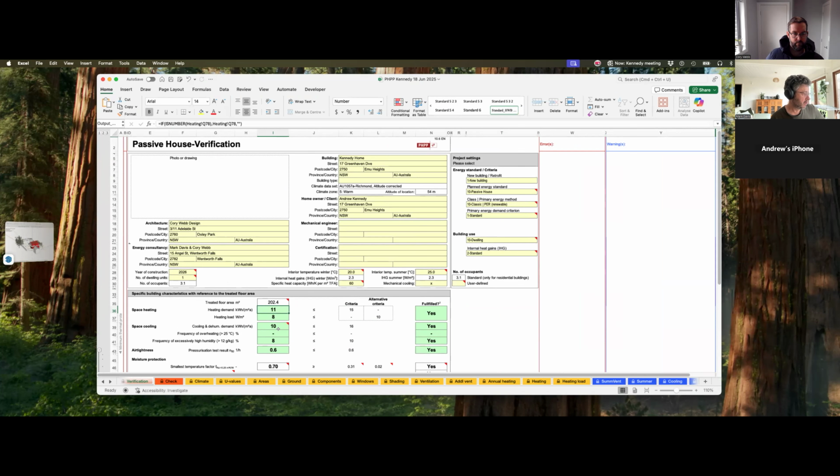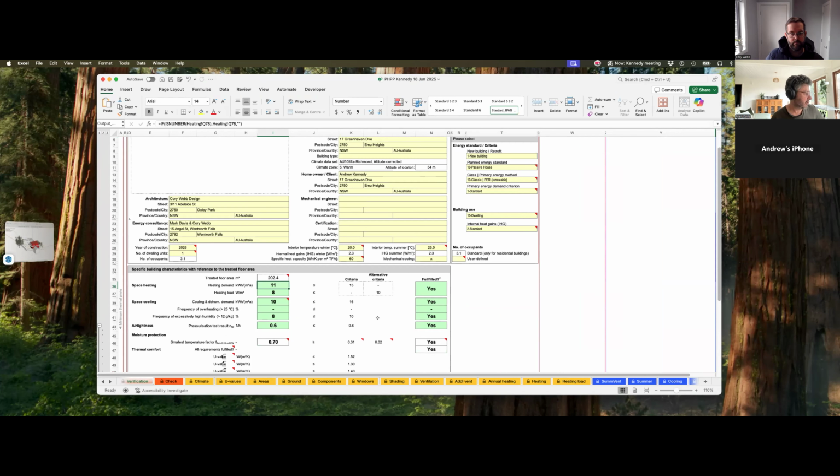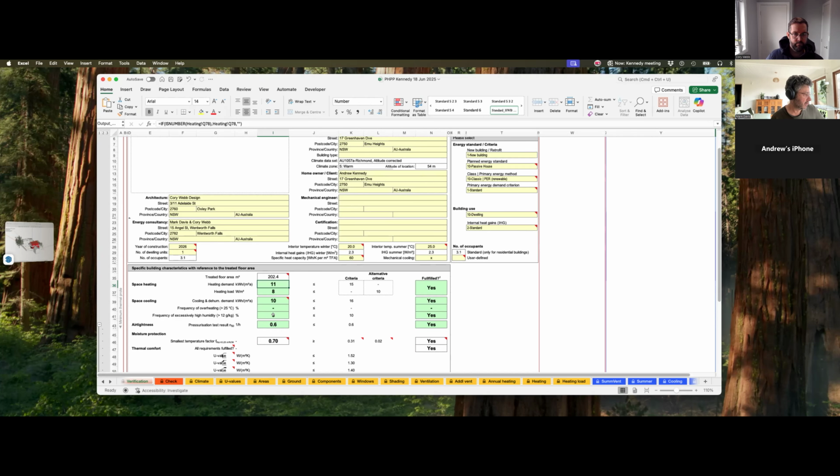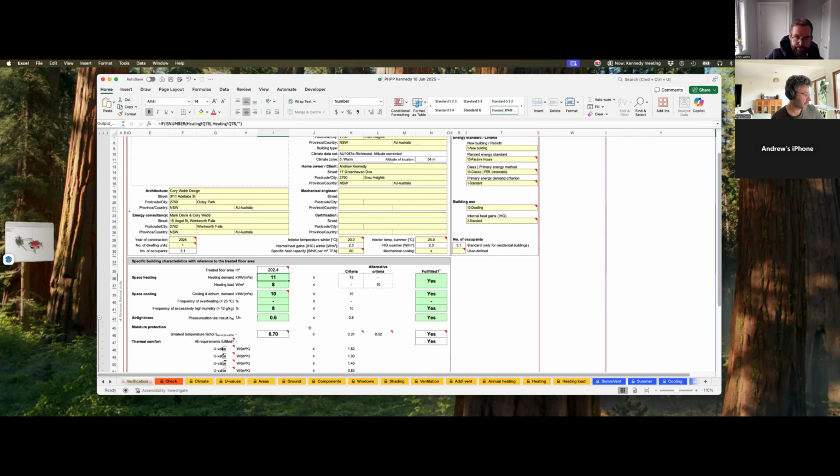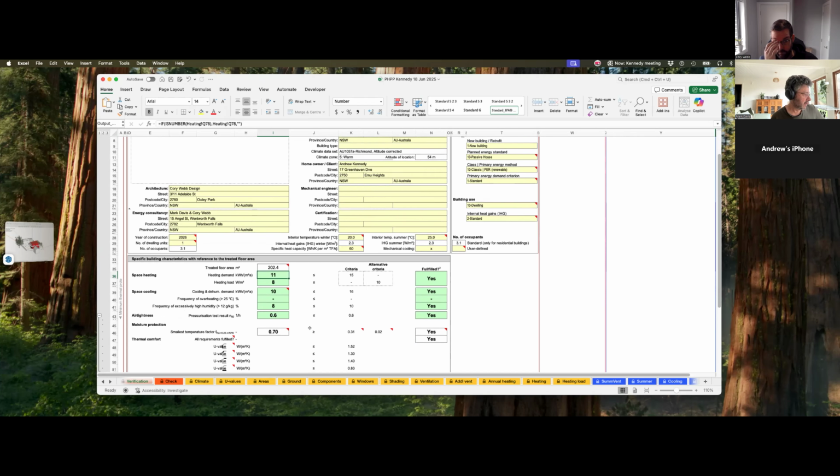Our cooling and dehumidification is 10 kilowatt hours per metre squared per annum. Criteria is 16. Since when? That's meant to be 15. Anyway, so we meet that. We are not overboard with humidity. That's 8 grams per kilogram, and the criteria is 10.